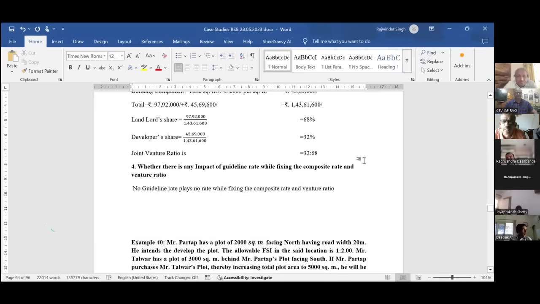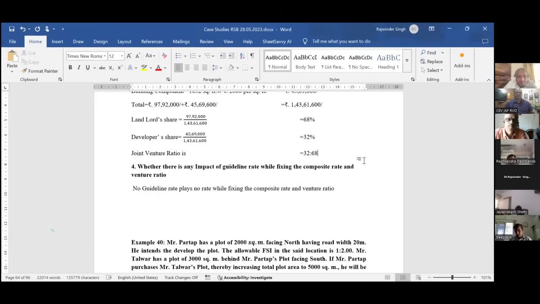Sir, excuse me, sir. Can I presume that the ratio will depend on the land cost versus the cost of construction? Of course, that will depend upon the land cost and cost of construction. Yes, sir. Okay, thank you.